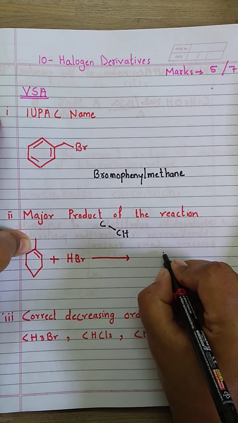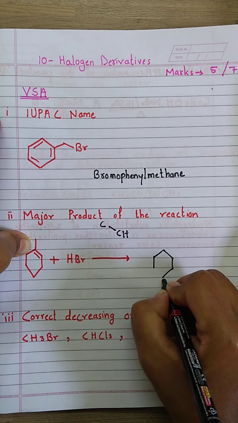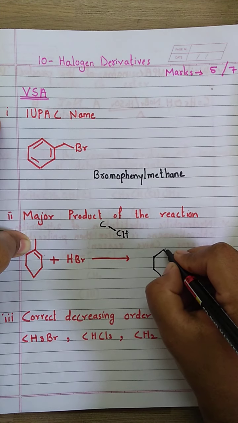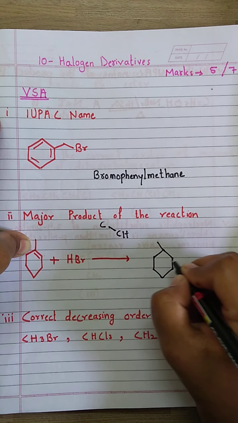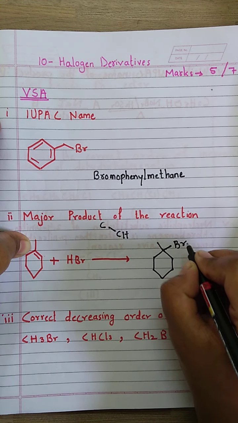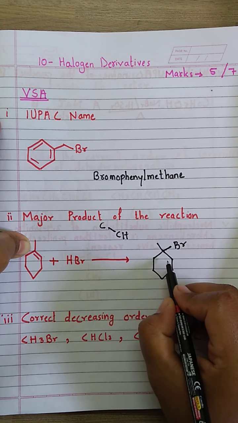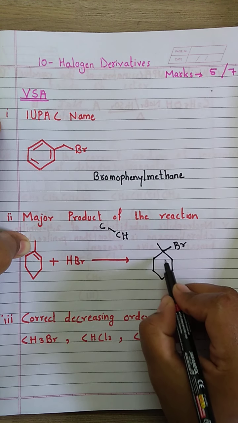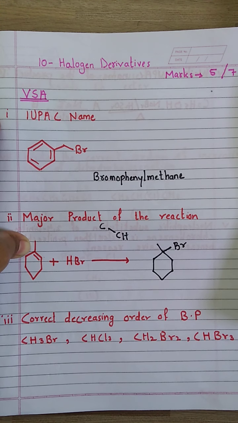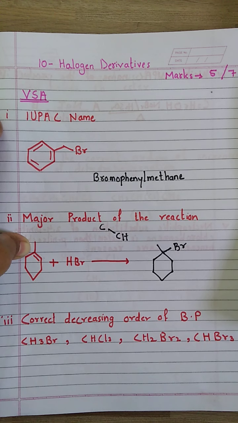So I will write the major product. It would be, here CH3 was there and Br will also come here. And hydrogen will go to this carbon and the double bond will be removed because addition reaction has taken place. This would be your major product according to Markovnikov's rule.